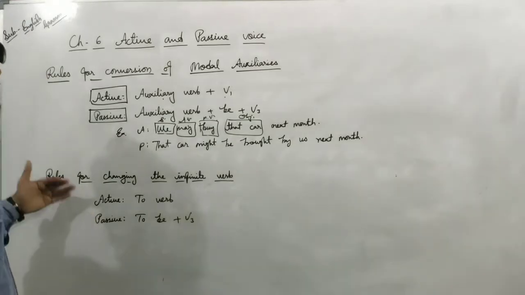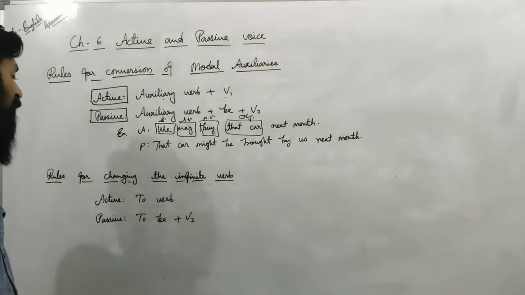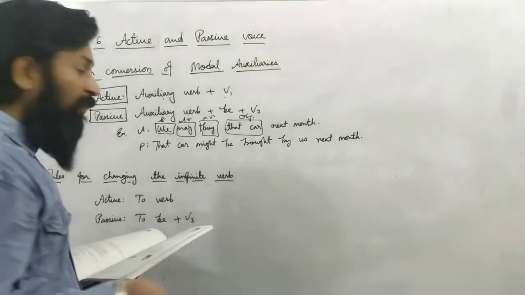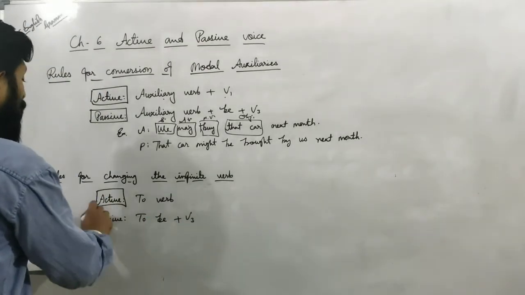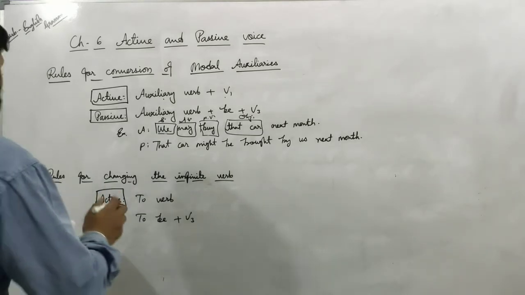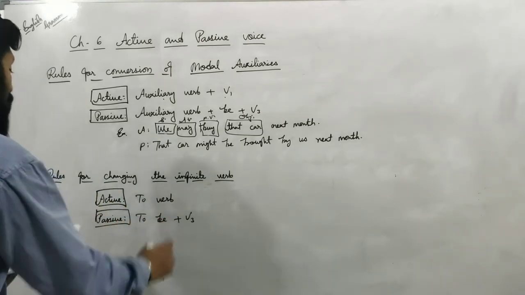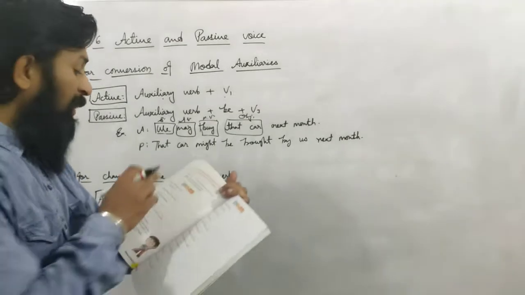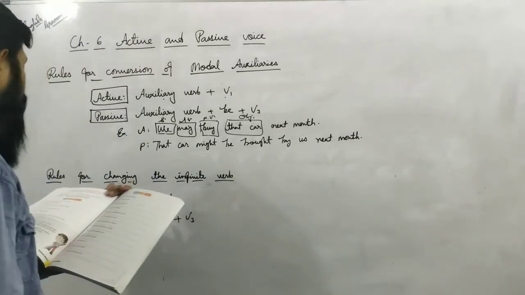Dear students, after that, if you talk about rules for changing the infinitive verb, we know that in active voice, to plus verb is given. Whenever we construct passive voice, we have to use to plus be, and after that, verb third form. One more example is given here: They are to clean this area by evening.